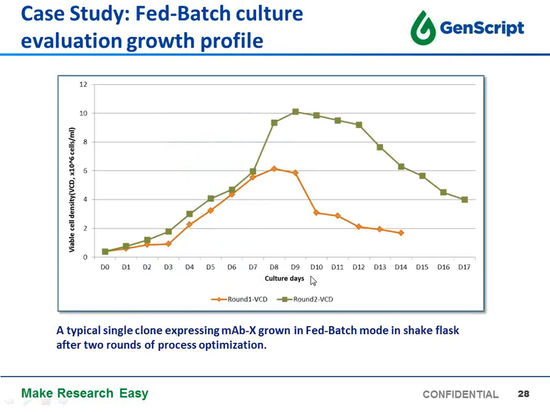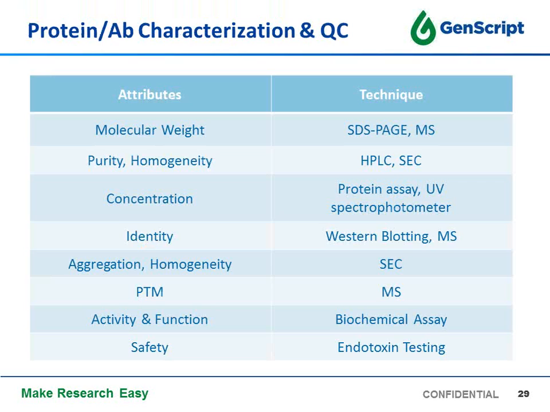And this is another case study. Here shows the growth profile of a single clone expressing antibody in a feedback model using the Shake flask, after 2 rounds of process optimization. You could see here the peak viable cell density reached 6 million cells per milliliter during the round 1 feedback, and then went up to 10 million cells per milliliter during the second round. And the cells get happier with the feeding and the process optimization. So that was about the case study.